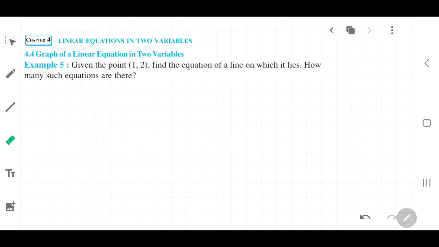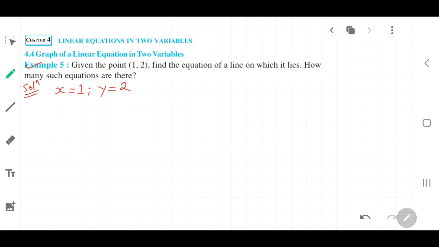Students, let's see example number 5. Given the point 1 and 2, find the equation of a line on which it lies. How many such equations are there? Since we know the first value that is given here, that is 1, it represents x-axis, and the second value, that is 2, it represents y-axis. And based on this, you have to prepare an equation.